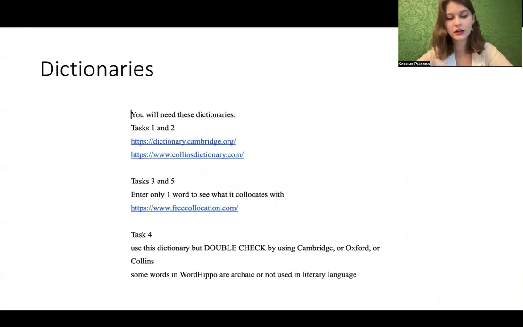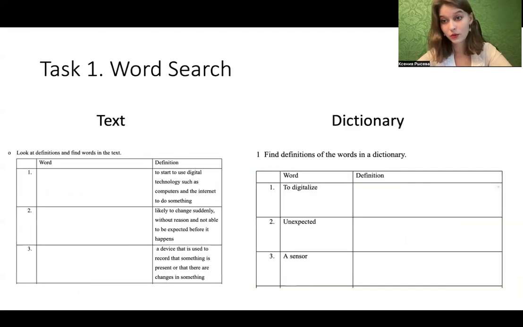In terms of dictionaries, general usage dictionaries were used, such as Cambridge and Collins. For tasks requiring the work with collocations, Oxford Collocation Dictionary was applied. And for morphological tasks, Word Hippo was used by the students. Overall, there were 5 tasks.